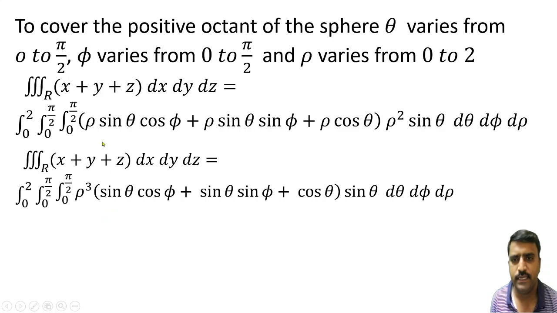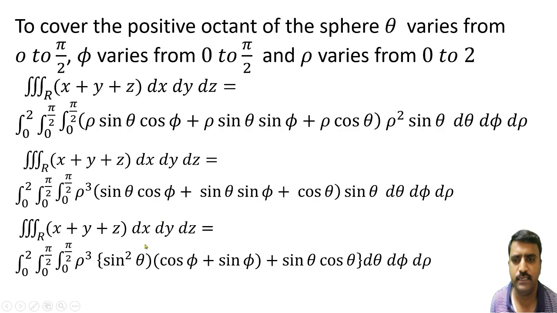So now you take this rho into rho as a common factor. This is rho into rho square is rho cube, and this is sin theta cos phi plus sin theta sin phi plus cos theta into sin theta d phi into d rho. We have to multiply this sin theta with these two terms, so then it gives that. So take sin theta common factor from these two terms and multiply this sin theta, then it is sin square theta into cos phi plus sin phi plus sin theta cos theta into d theta d phi d rho.